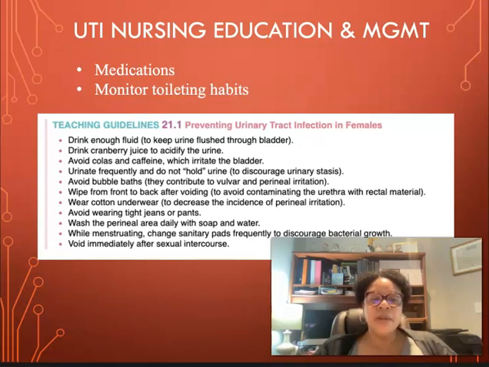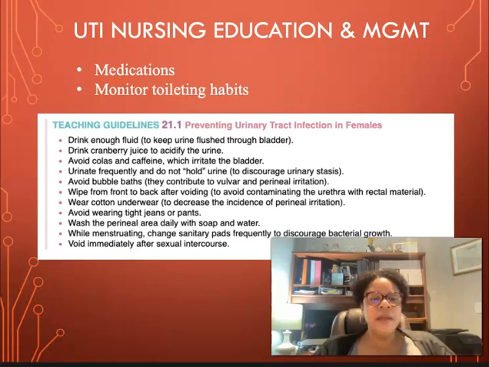And then while menstruating, for our teenagers, they need to change their pads and make sure that they also, I think, I want to say change tampons, but I don't think that increases their chances of UTI. I think it's more of if they use pads versus tampons.